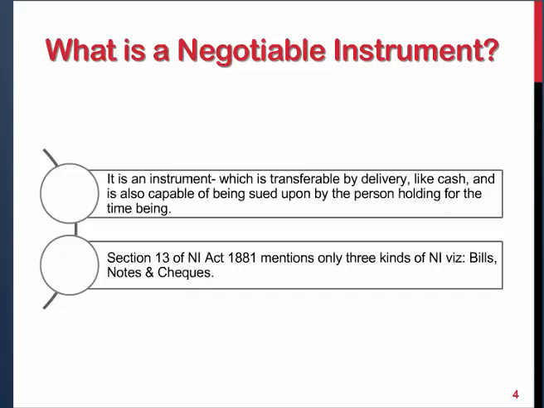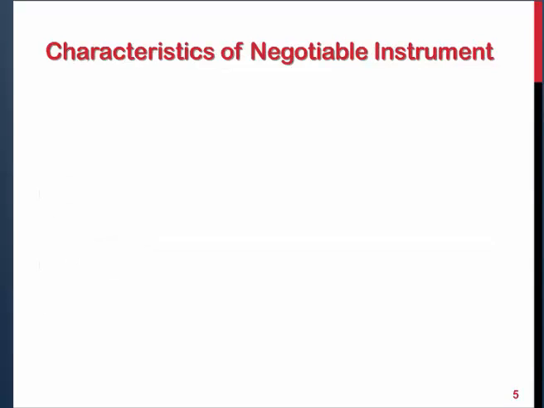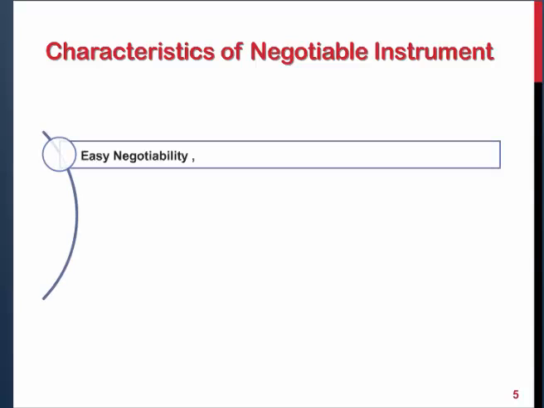Section 13 of the Negotiable Instruments Act 1881 mentions only three kinds of negotiable instruments, namely bills of exchange, promissory notes, and checks. But it does not necessarily follow that there can be no other negotiable instrument than those mentioned in the Act. Now let's discuss the characteristics of negotiable instruments.